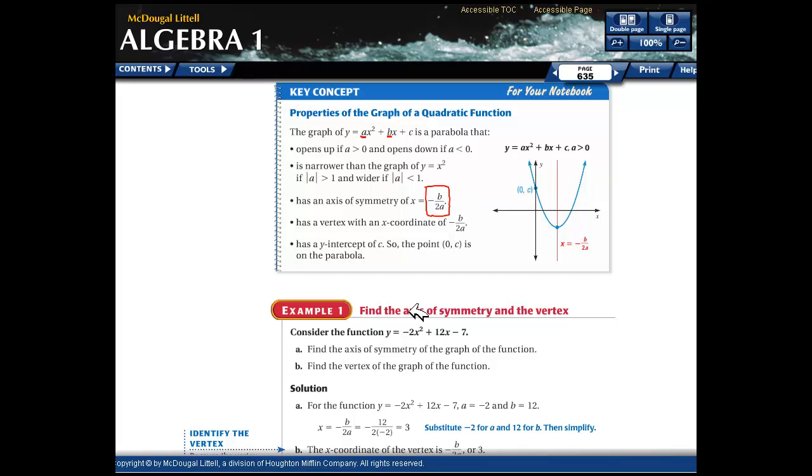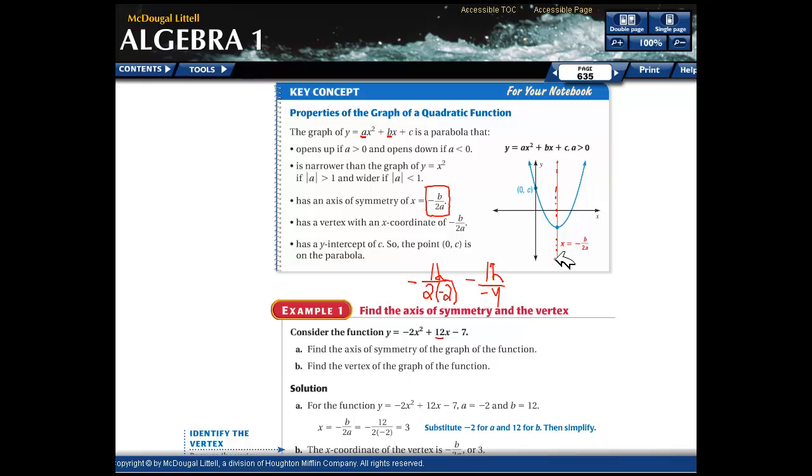So let's just use it right here with this one. Minus b, which is 12, over 2 times a. That 2 is going to be there every time. A happens to be a negative 2. So minus 12 over negative 4. A negative 12 divided by a negative 4 is a positive 3. So my axis of symmetry is on 3. So I could come right there and put that axis of symmetry on 3.